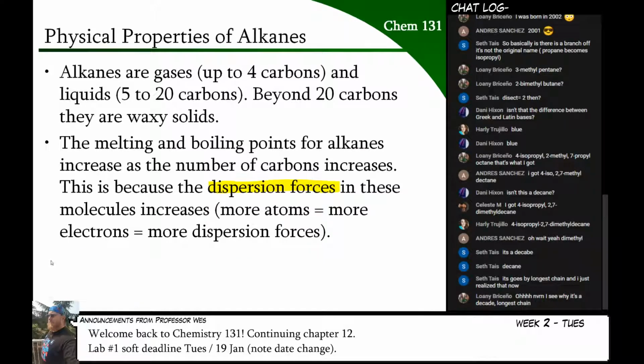Hydrocarbons contain only C's and H's. And as we said before, these types of bonds are all nonpolar. So no dipoles exist in alkanes. The only intermolecular forces that are possible in alkanes are dispersion. Dispersion forces being the uneven distribution of electrons.